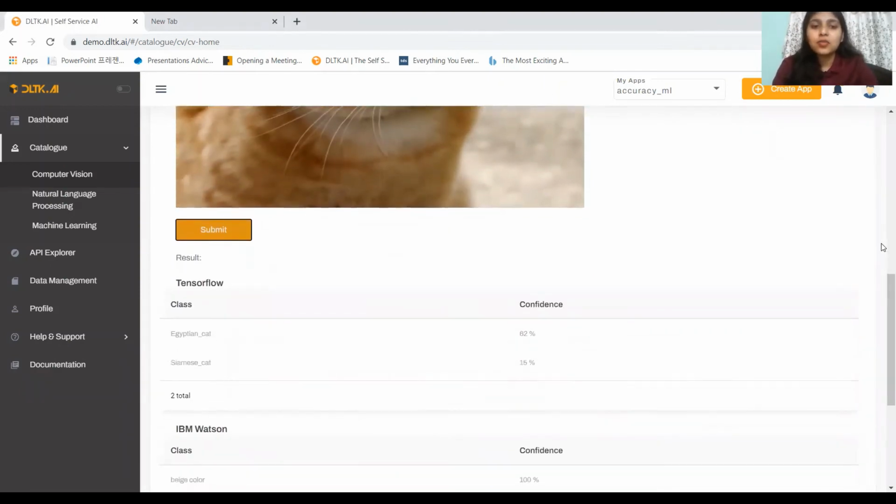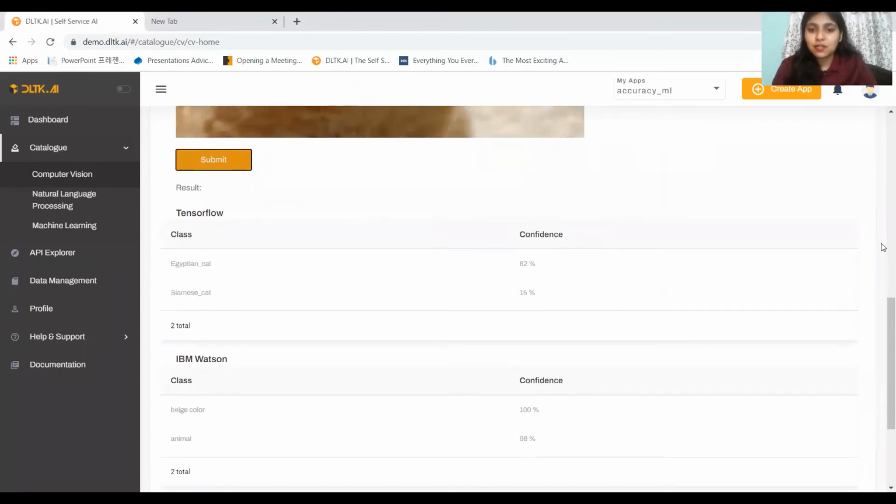The final output is, in TensorFlow, Egyptian cat has a confidence rate of around 62% and then Siamese cat with 15%. This confidence value represented is calculated for the single input, which gives the meaning of how confident the algorithm is in the particular class. Here, in the case of Egyptian cat, the confidence rate was around 62%.